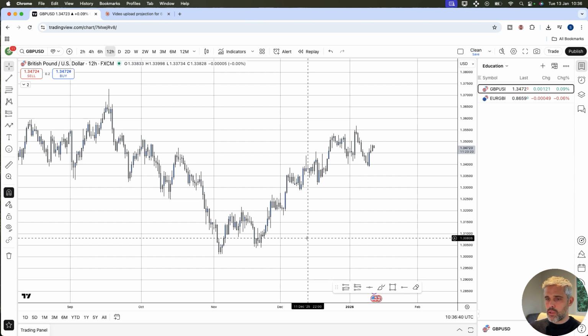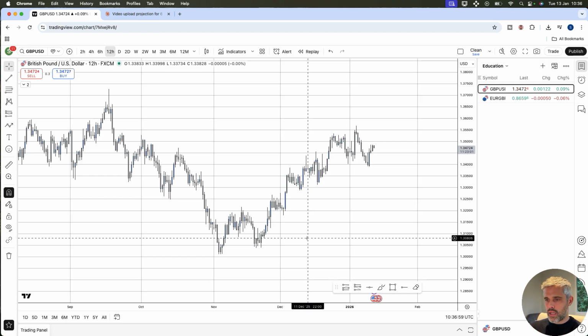Maybe you are mapping market structure in traditional ways. Maybe you're using traditional supply and demand or moving averages, whatever it might be. If that's not working for you, it's probably because you don't have a strong read on the intention of price based on higher time frame candles.